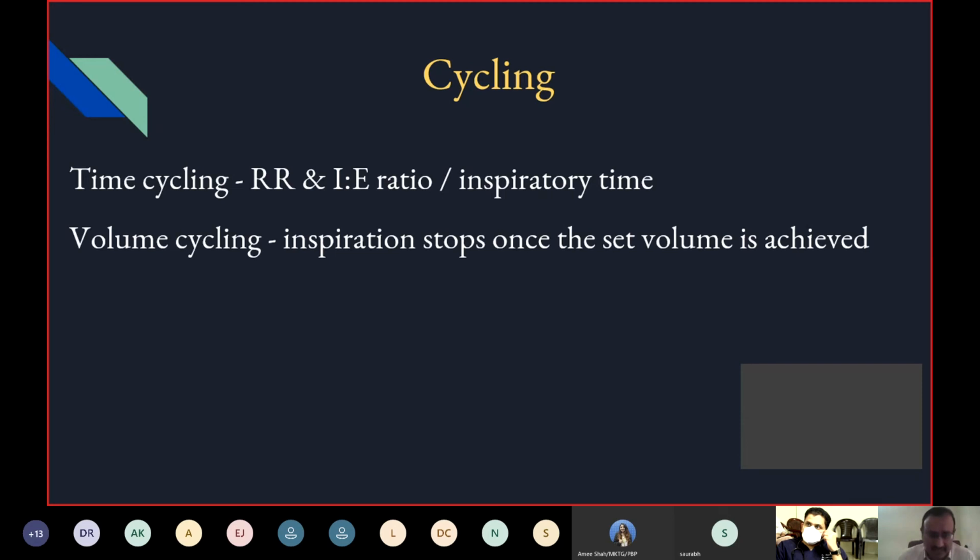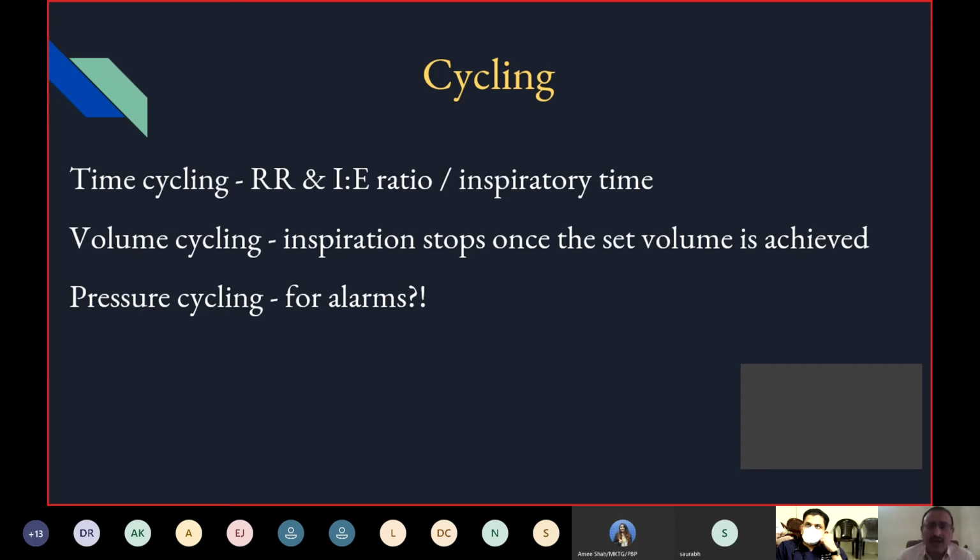The next is volume cycling. Volume cycling is like your mandatory VCV mode. In the VCV mode, volume control mode, inspiration stops once the set volume is achieved, and the respiratory rate is taken. You look at both of these and it stops after that.